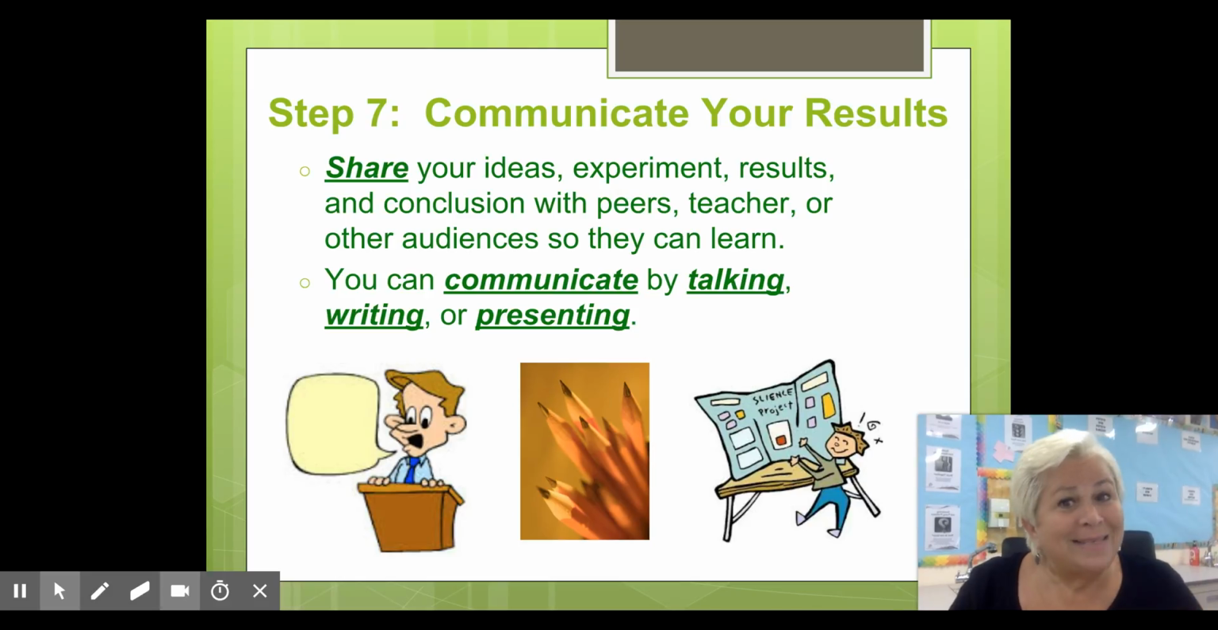So that's scientific method in 7 steps. I hope you learned a lot, and we are going to be practicing this in class. So don't be too worried if you still don't get it. You can always ask for help, and we're going to practice it a lot. All right. Thank you.